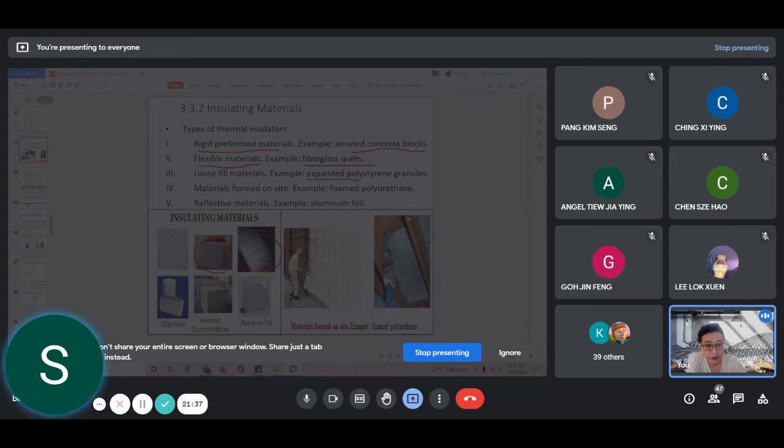And then we have polystyrene granulates. Next we have foam polyurethane, which is this. This one is a foamy material, a loose fitted one. Maybe it's this. This one is a spray on foam polyurethane. And then finally we have your aluminum foil, which is this.